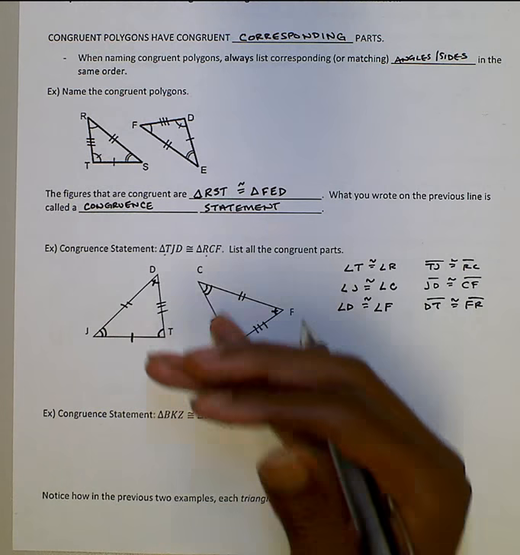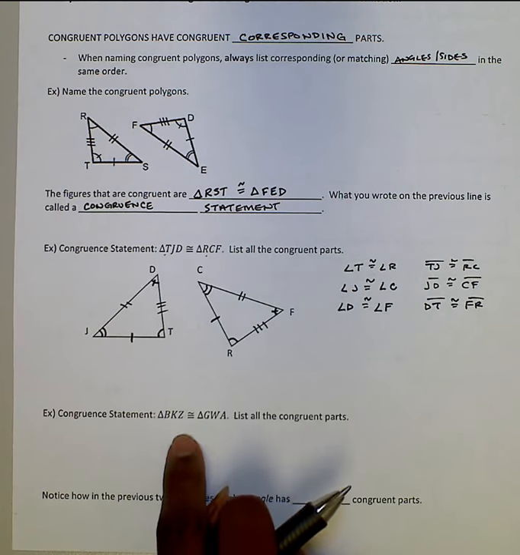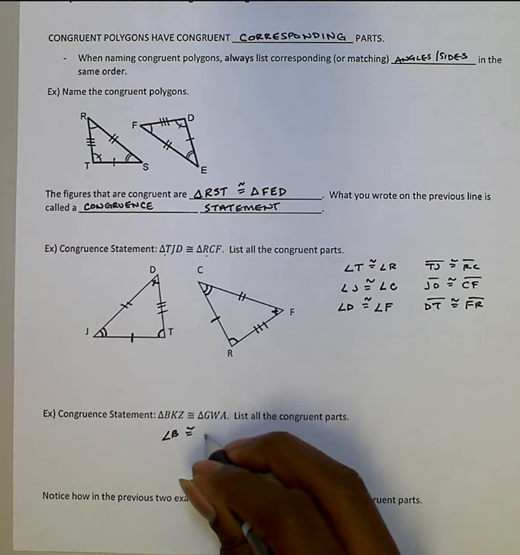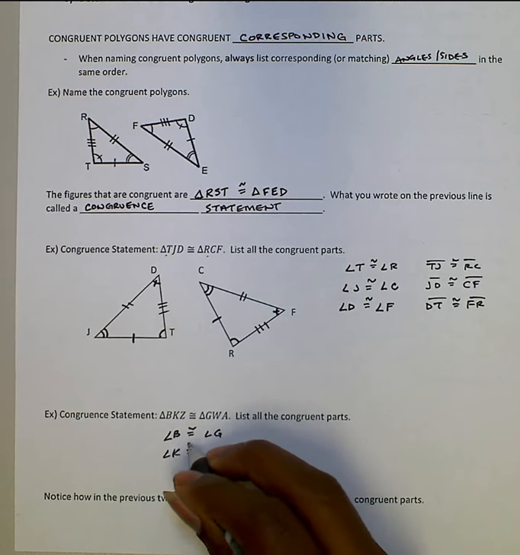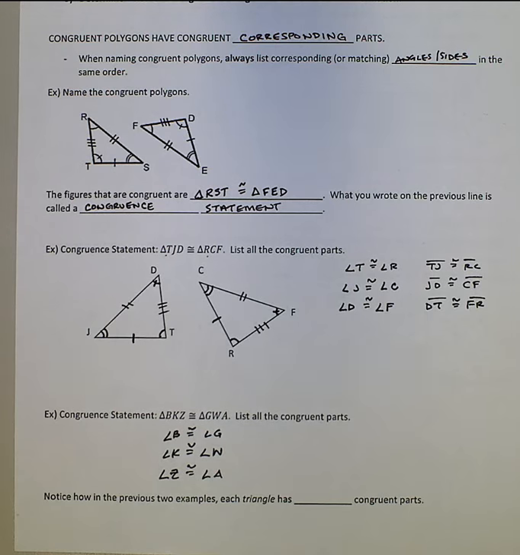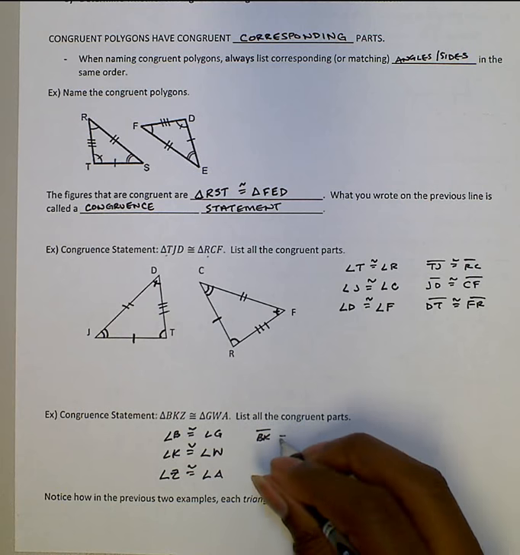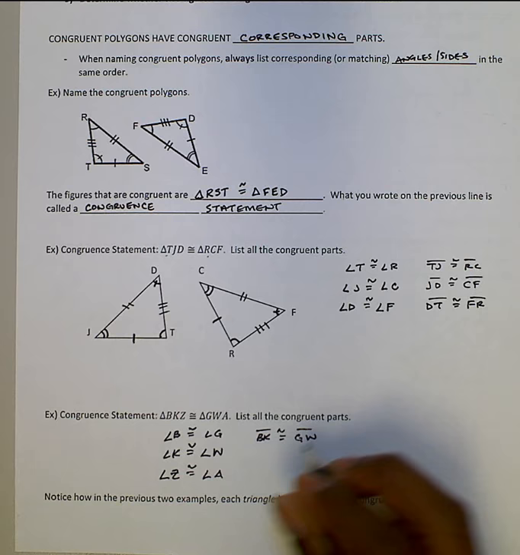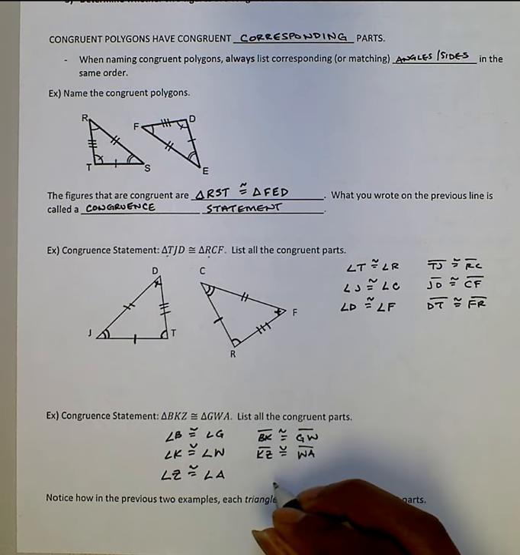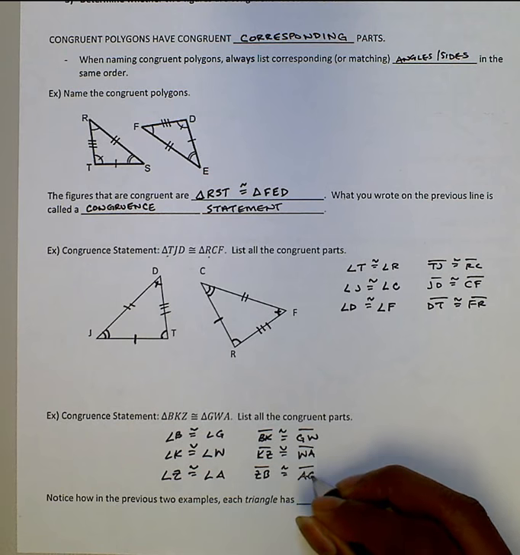Now here we have the congruence statement and the diagram. We really don't need the diagram. If I have a congruence statement, that's enough information right there to tell me what's congruent. Angle B should be congruent to angle G. Angle K with W, and angle Z should be congruent to angle A. Again, we have sides that are going to be congruent as well. BK should be congruent to GW. KZ should be congruent to WA. And ZB should be congruent to AG. And that's all just from this congruence statement.